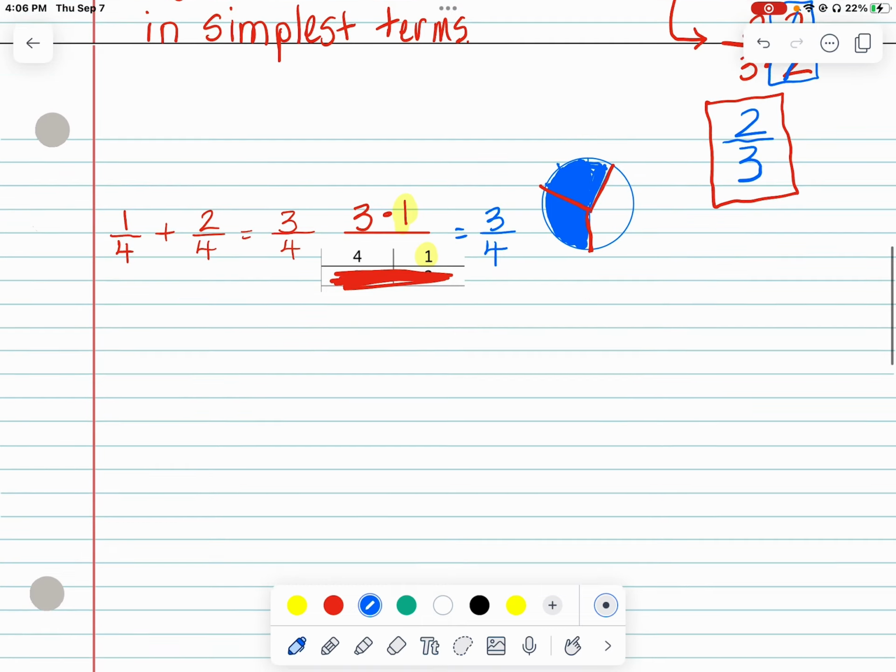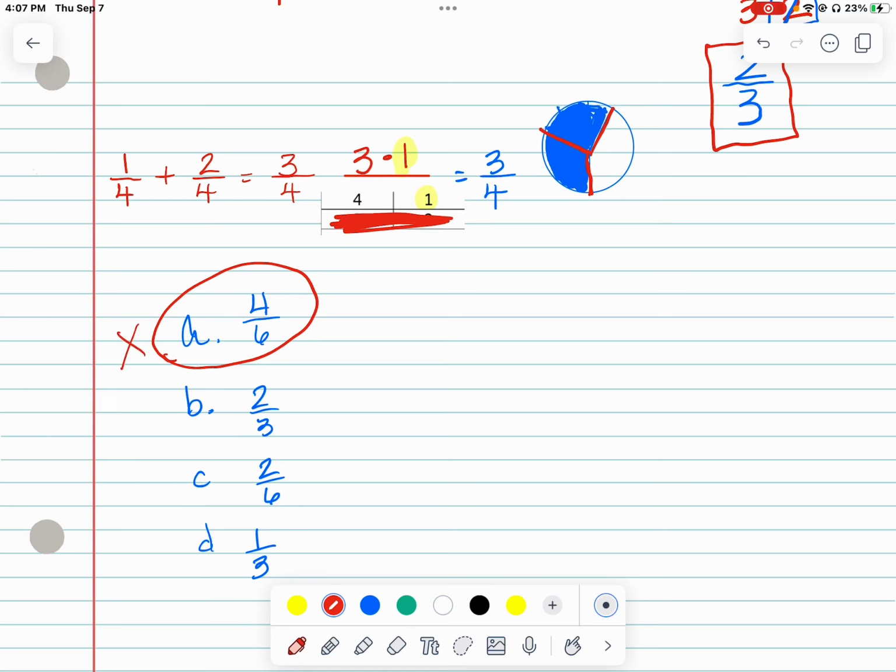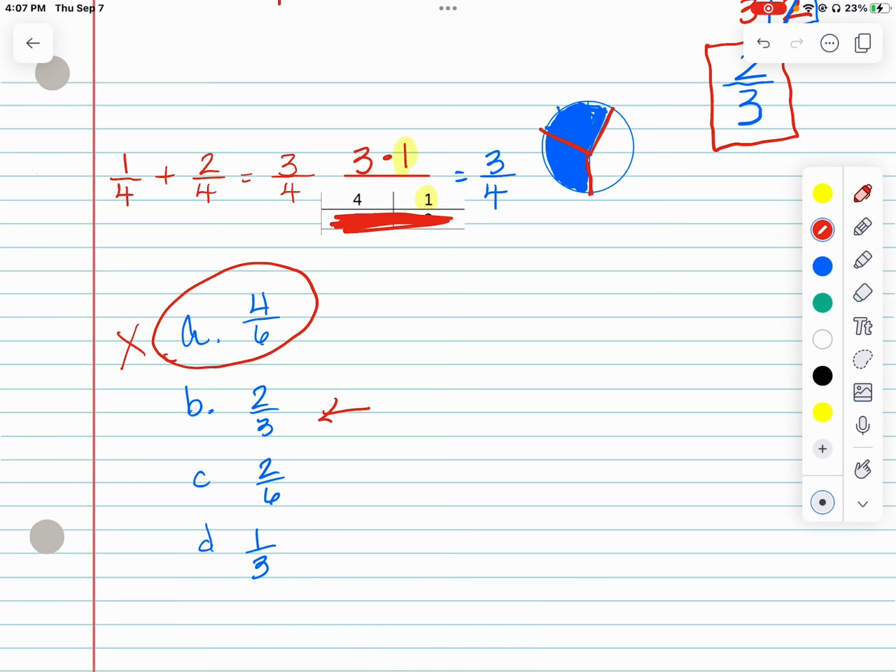Now, I can tell you that if you had done this CMAS problem and your answer was 4/6, they would have had 2/3, they would have had 2/6, and they would have had 1/3. And 100%, if you had chosen 4/6, you would have gotten it wrong. Because 2/3 is the simplest form. And it's definitely not a fun trick, but factor pairs can definitely help you.